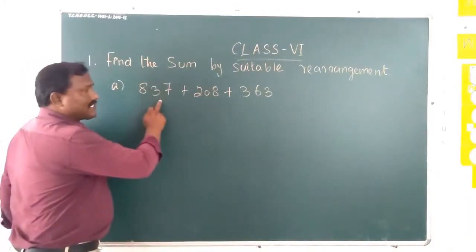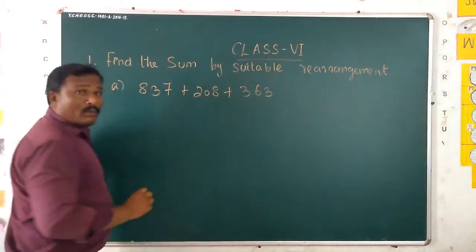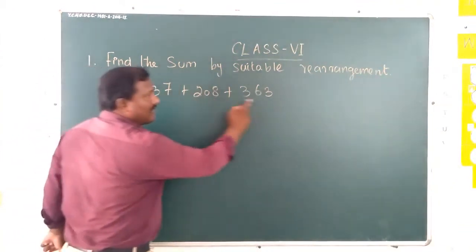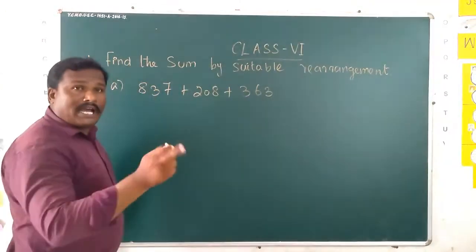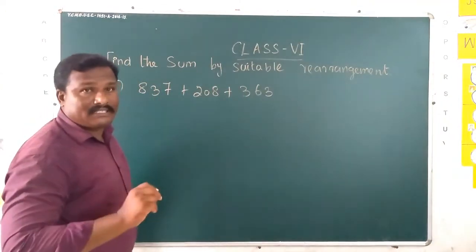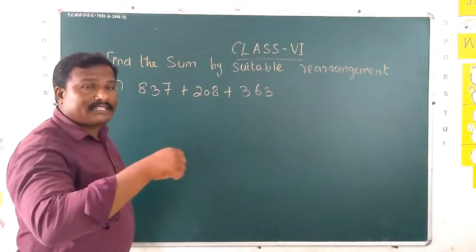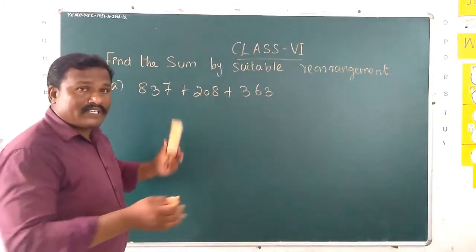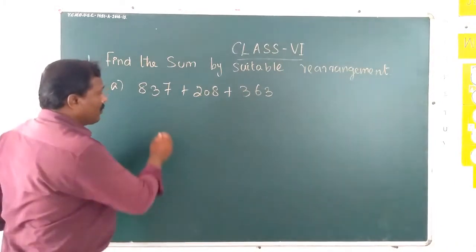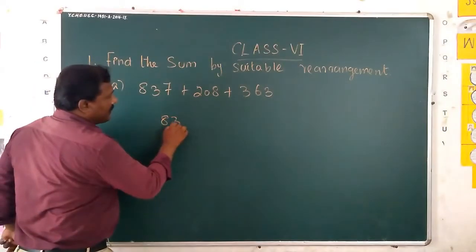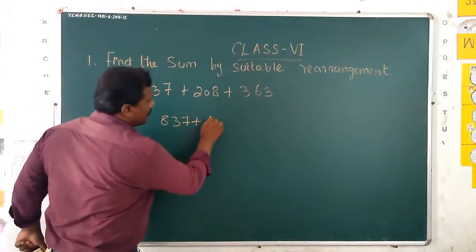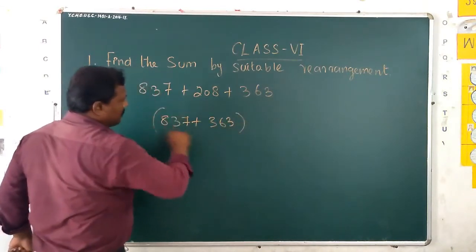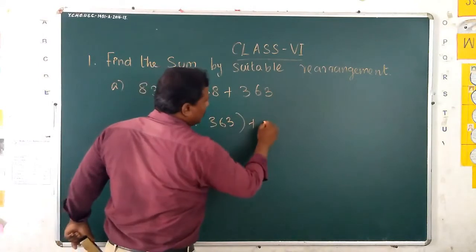Now I will take this number. Why do I take this number? Because if you take this last number 7 and here 3, if you add both, it will come to 10, so the result will be 0. So first we have to rearrange this. What I will do: 837 plus 363. Then I will take this side.